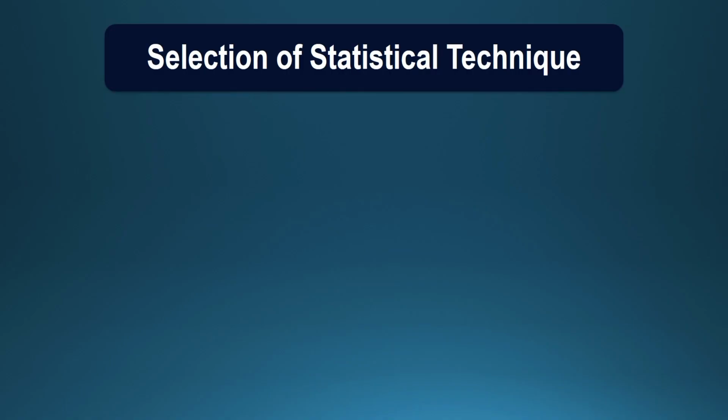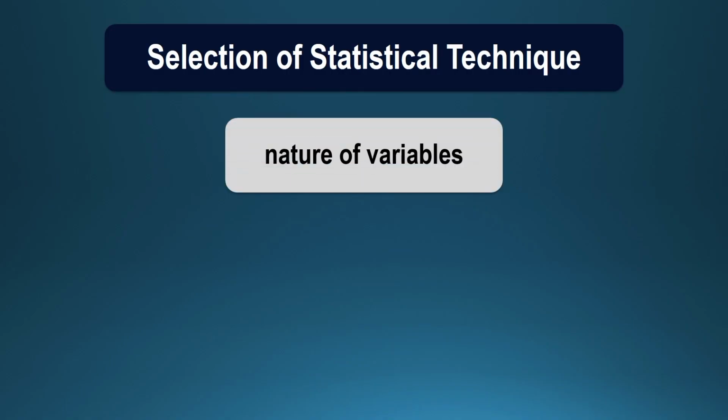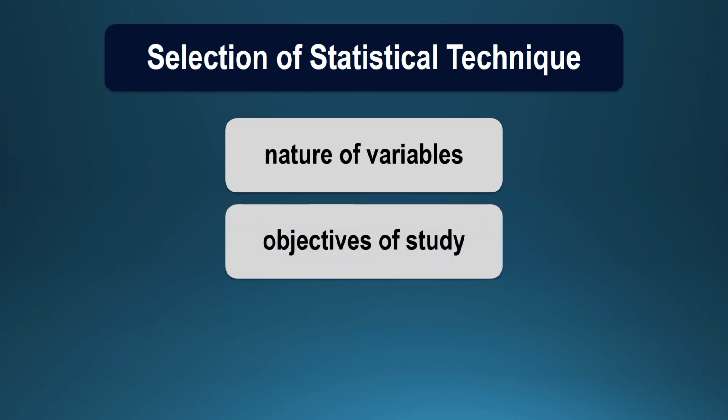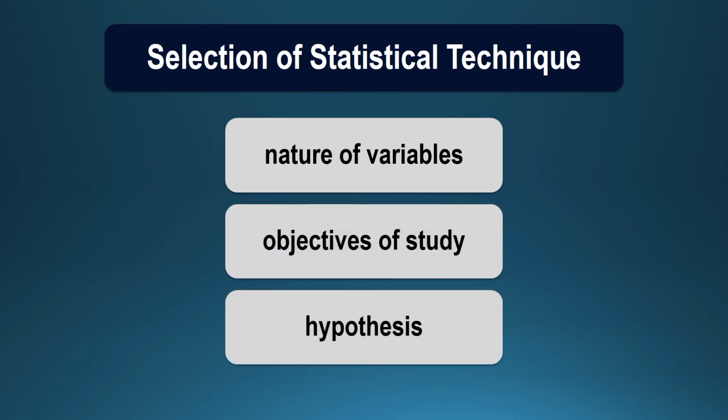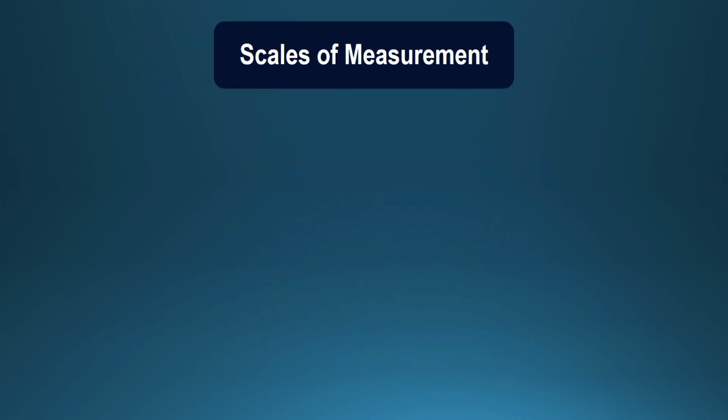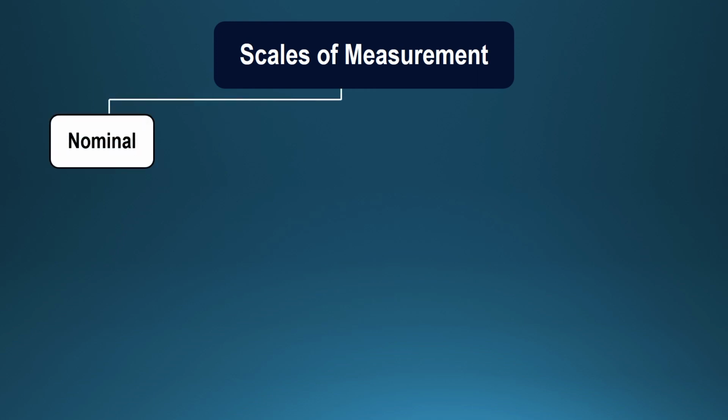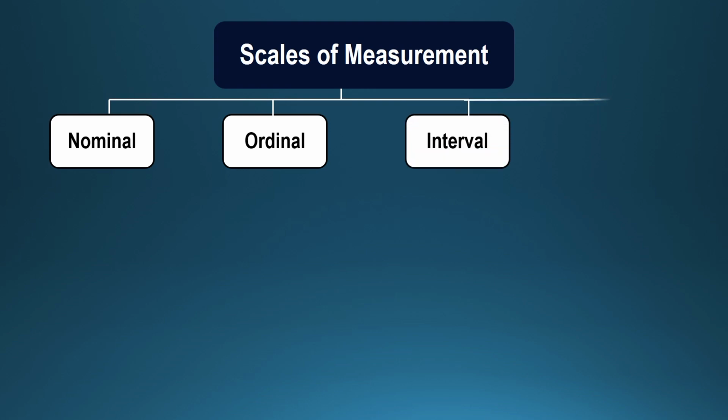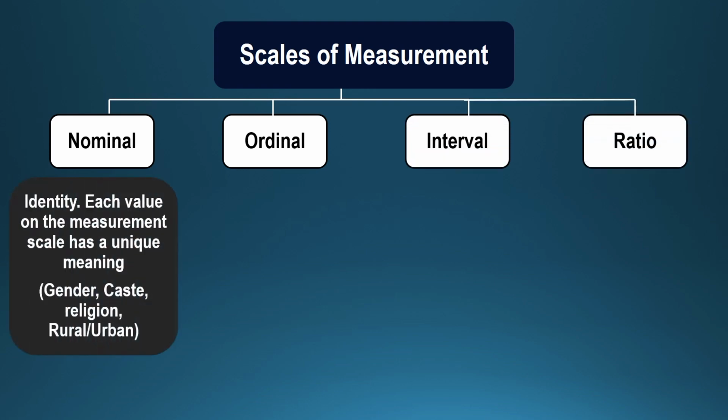The selection of inferential statistics would depend upon three important factors: the nature of variables, the objectives of study, and hypotheses formulated for the study. The nature of variables can be either on a nominal scale, ordinal scale, interval scale, or ratio scale. Nominal represents the category name.